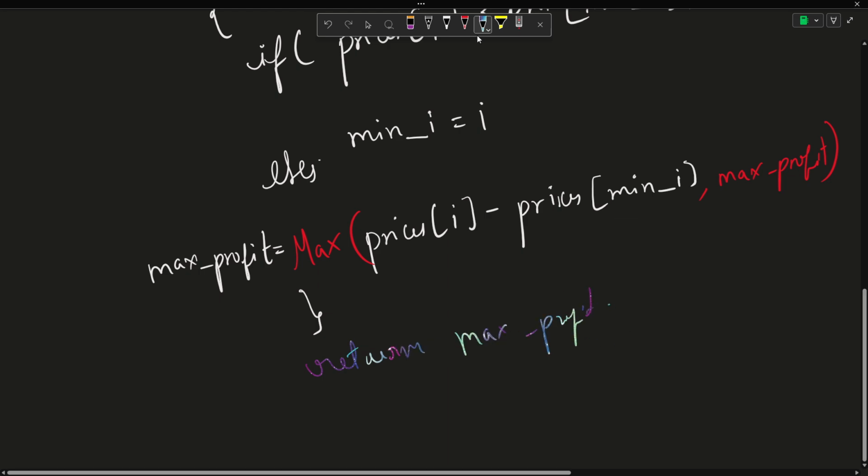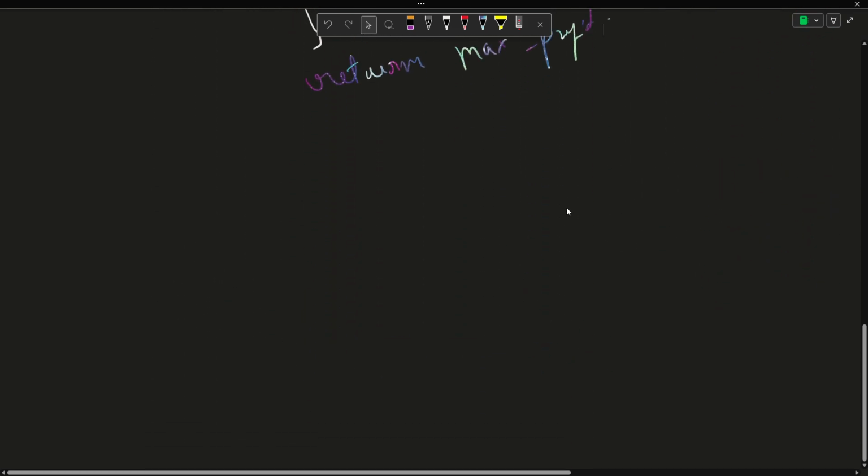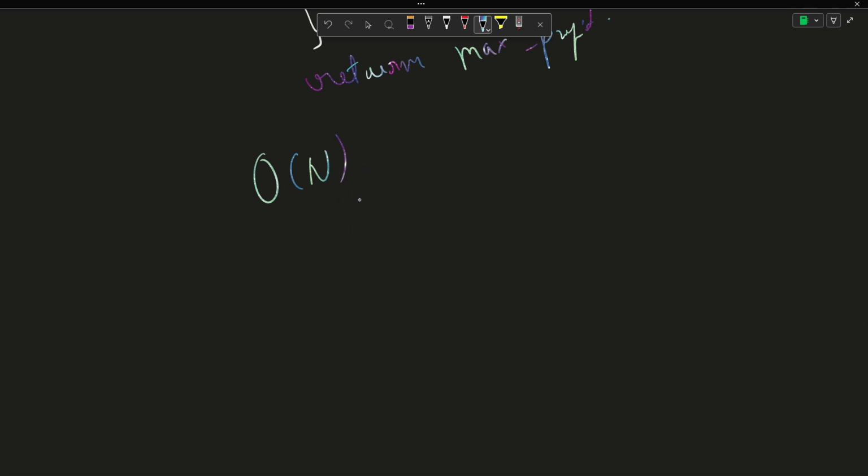This is done. What will be the time complexity? The time complexity will be big O of n, since we need to go through each of the indices, each of the values, to know the information and process the information.